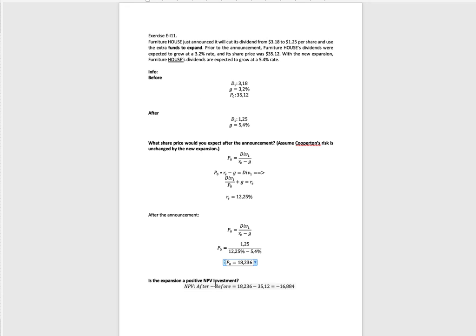Which will decrease the value of the firm by 16.884 per share in present value. So is the expansion a positive NPV? No. I hope that helped you.